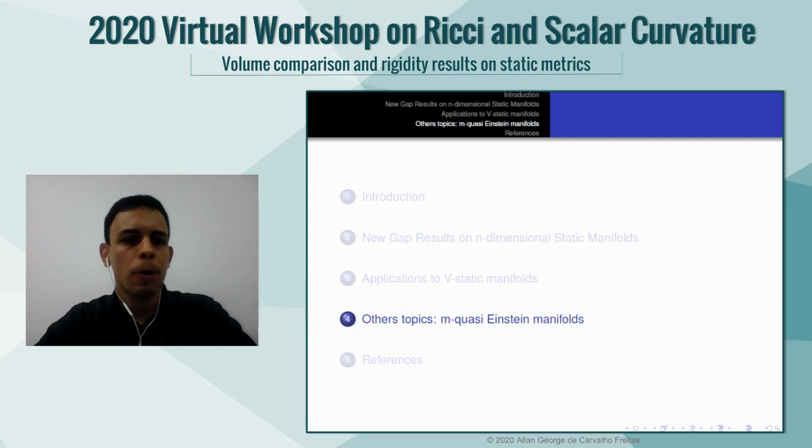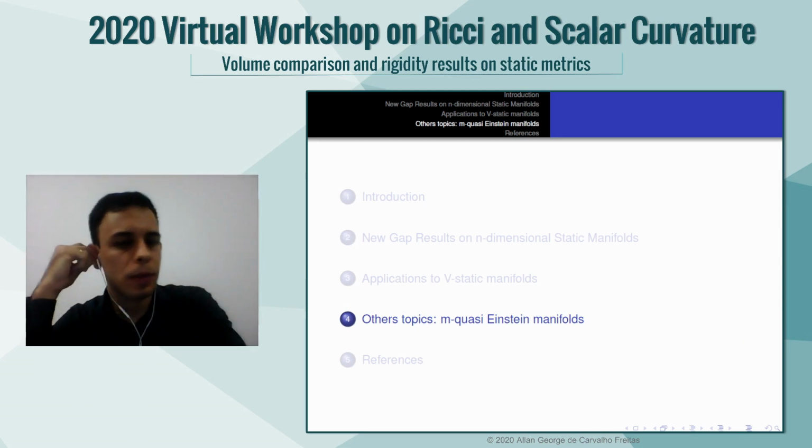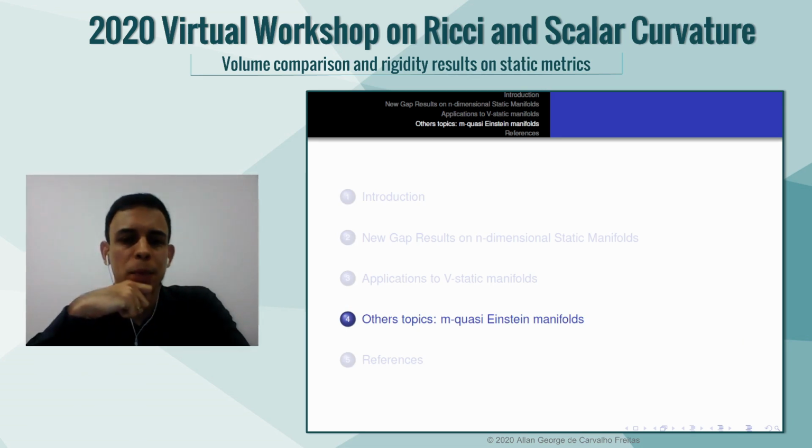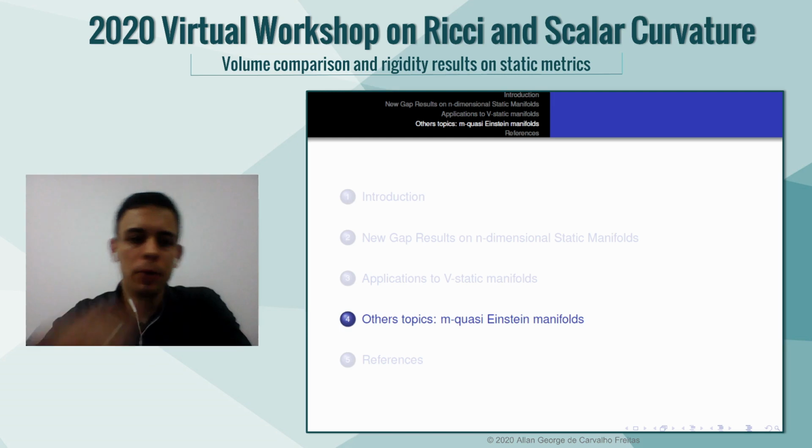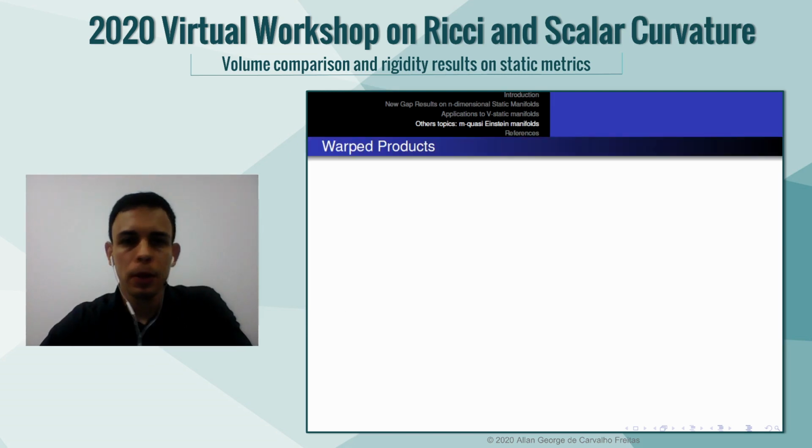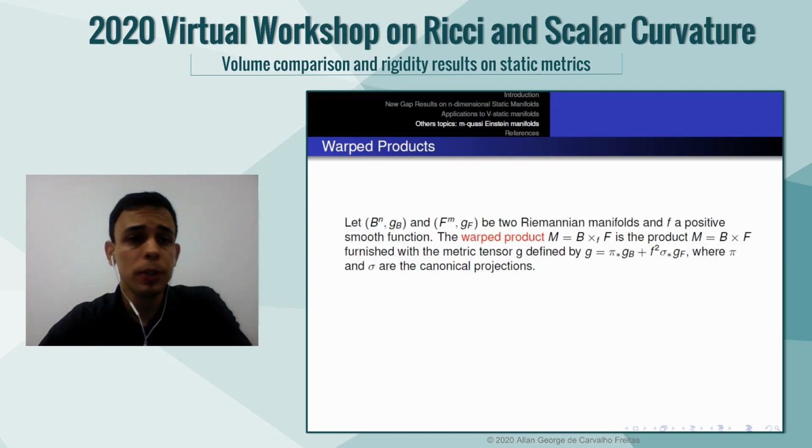The last topic of this lecture is about m-quasi-Einstein manifolds and some volume comparisons for the boundary here. So we motivated this study for this condition. A warped product is a product of manifolds with this metric, okay?